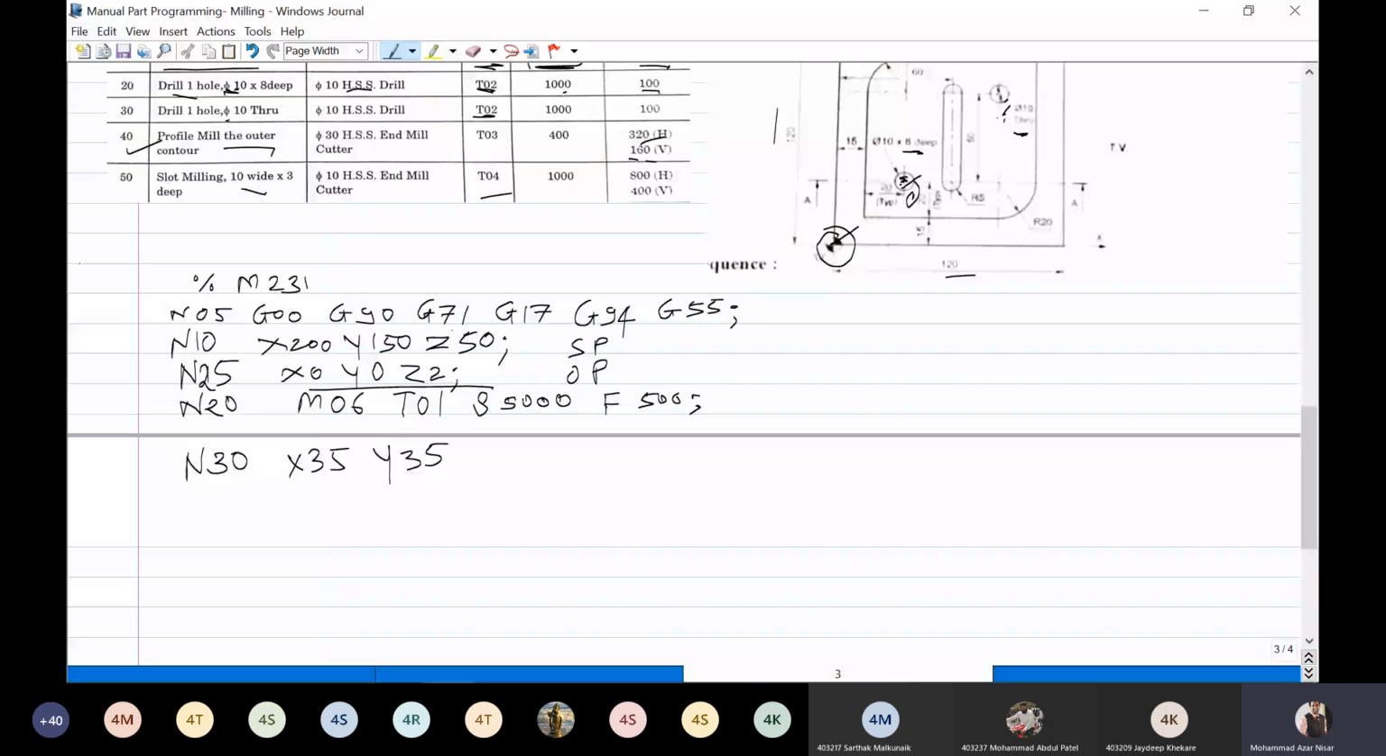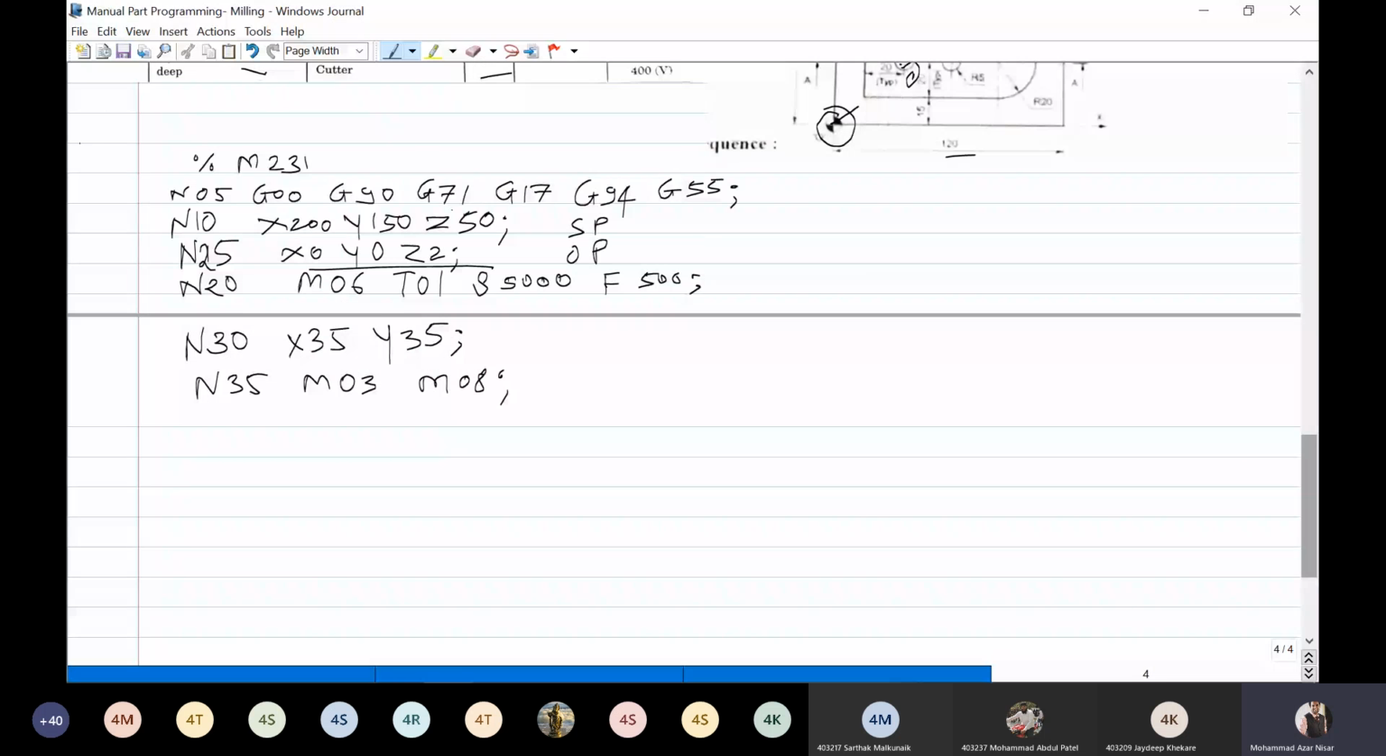Then you have to start the spindle and coolant. M03 will start the spindle in clockwise, and M08 will start the coolant. Okay, next, N40.